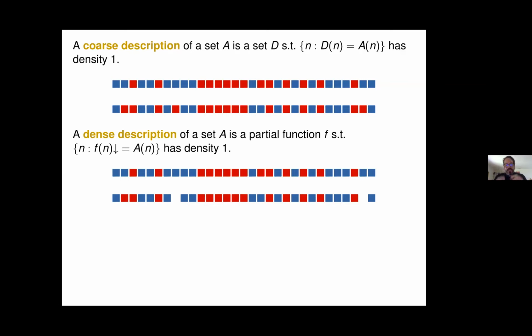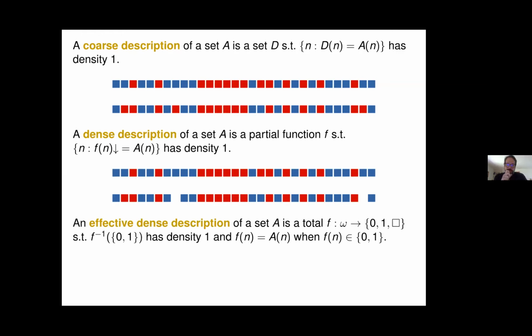And yet another notion that's been looked at that's a little bit different, but as we'll see, very much related, is the notion of an effective dense description. So an effective dense description of A is now a total function, but a total function that has 3 possible values, 0, 1, and this box symbol, which you can read as "I refuse to answer." And so the idea there is that on a set of density 1, f has to have value 0 or 1, and whenever it does, it has to actually have the correct value. But there's a set of density 0 in which I might say, "I refuse to answer."